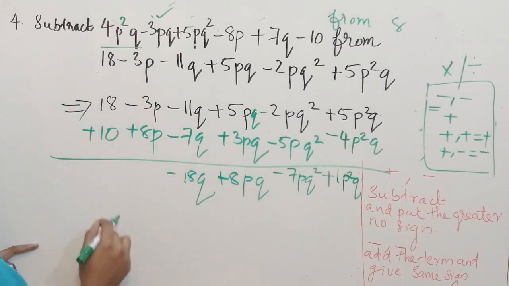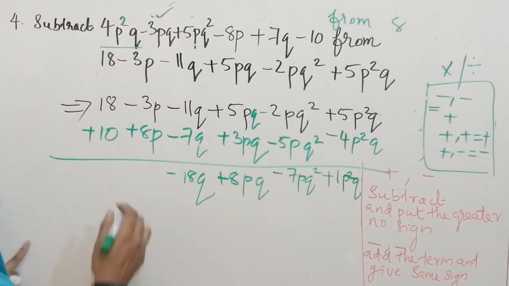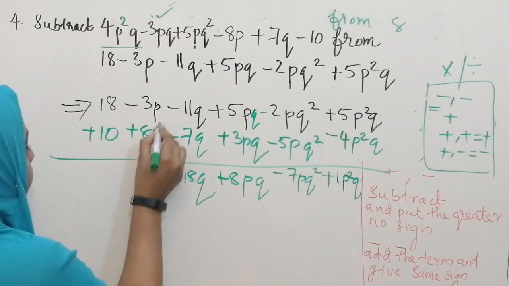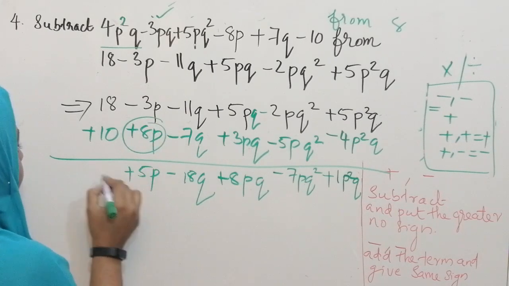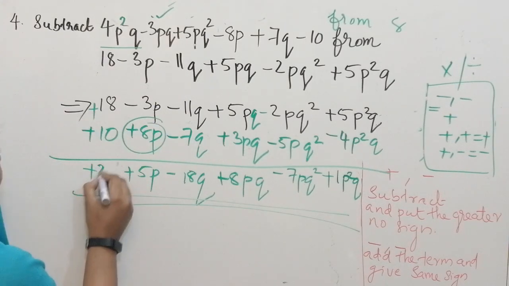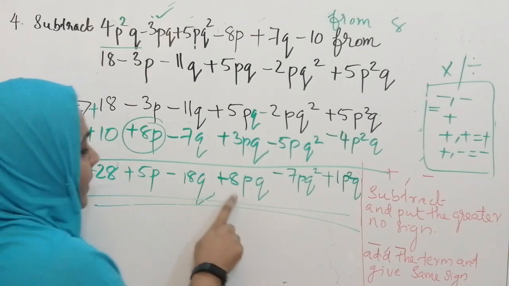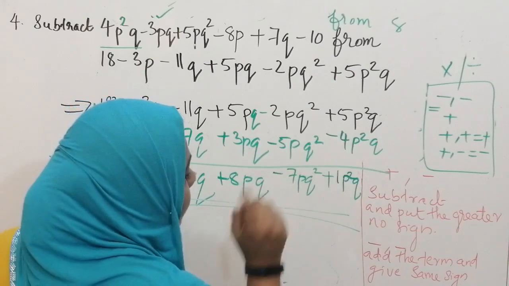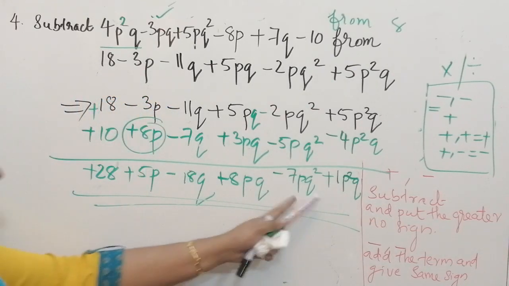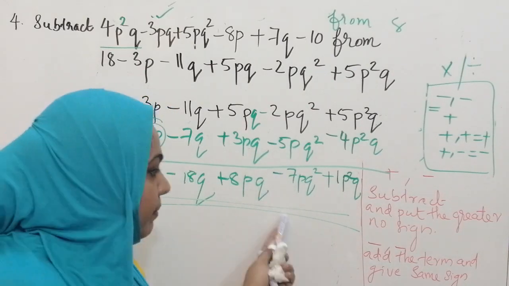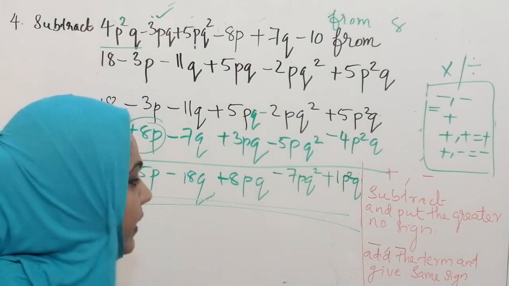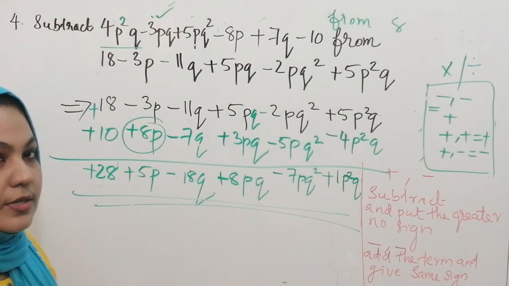So next is different sign, subtract and give the greater number's sign. So that is 5p. So what is the greater number here? 8. So plus. 18 plus 10 is 28. So this is the answer: 28 plus 5p minus 18q plus 8pq minus 7pq square plus p square q. If you write plus 1 also no problem. If you simply write p square q, also same answer. You know that p square q means 1 p square q only.